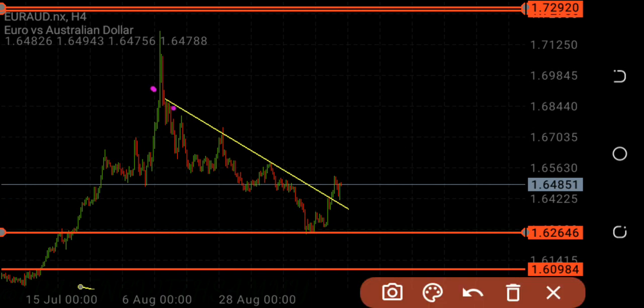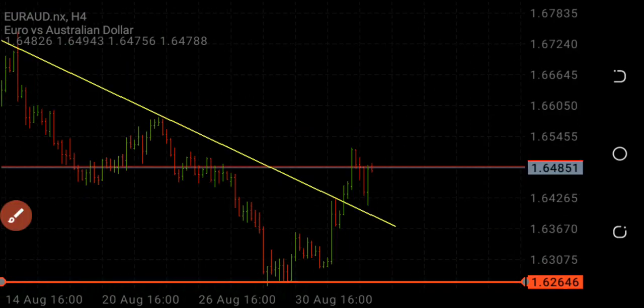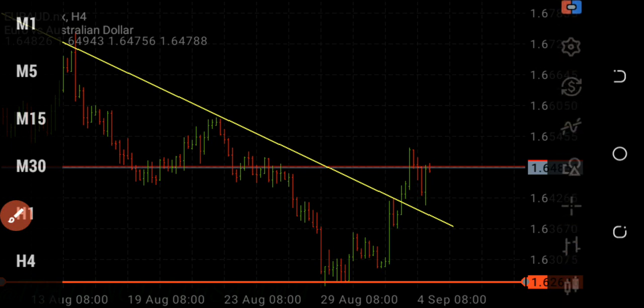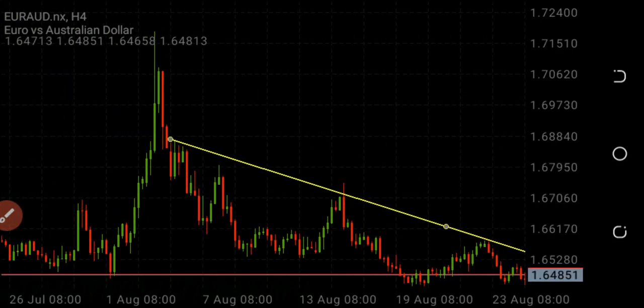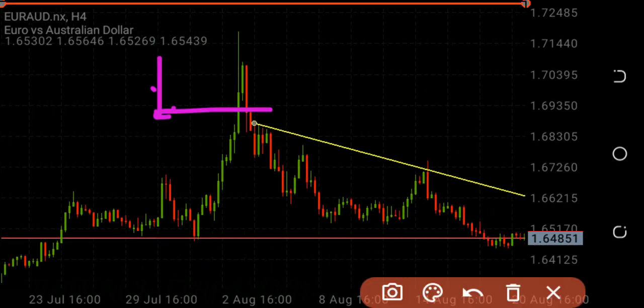So this is an order block here. Why is this an order block? This is the last candle that took price to the upside. Let us zoom in closely. Okay, change this back. This is the last candle that took price to the upside.